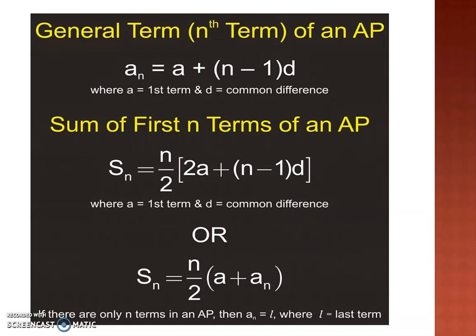If you are already given the last term, then you can use the second formula for Sn. If you are not given the last term, and you are given the first term and common difference, then you can go for the first formula. So depending on what is given in the question, you will use the formula.